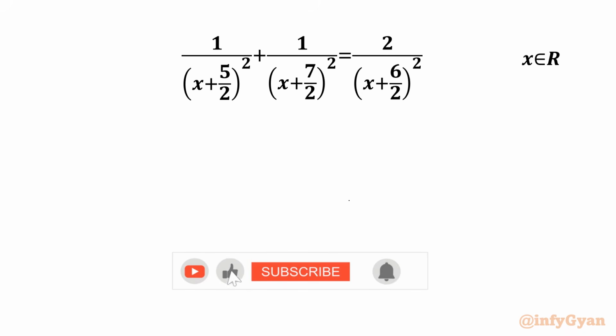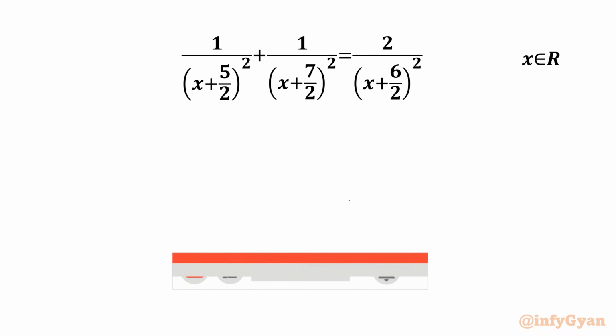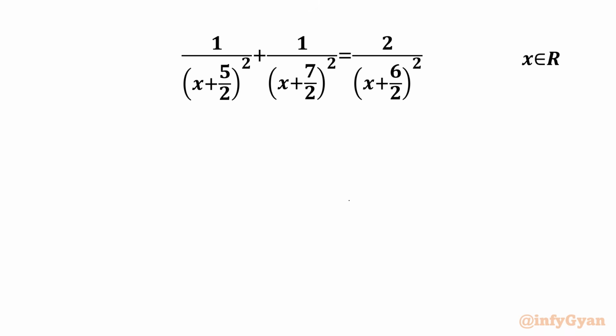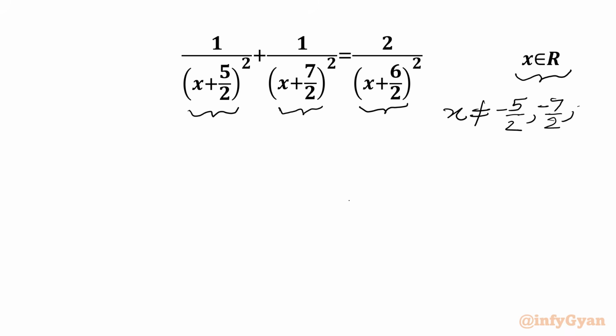In this video, we are going to take up one very interesting and challenging equation from algebra, which we will be solving for real values of x. So let's get started by writing our denominators cannot be equal to 0. So our answer x cannot be negative 5 over 2, negative 7 over 2 and negative 6 over 2, which is minus 3.